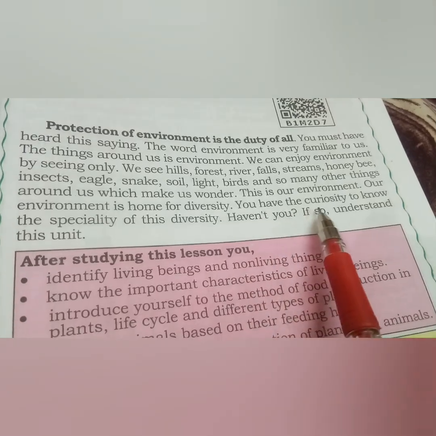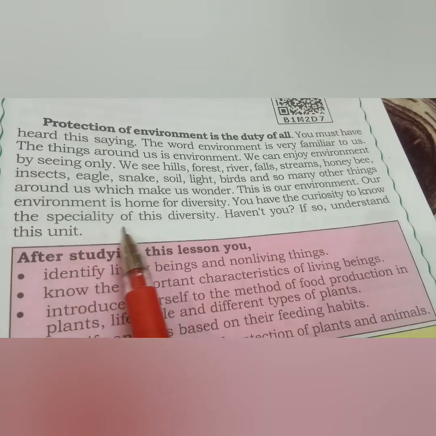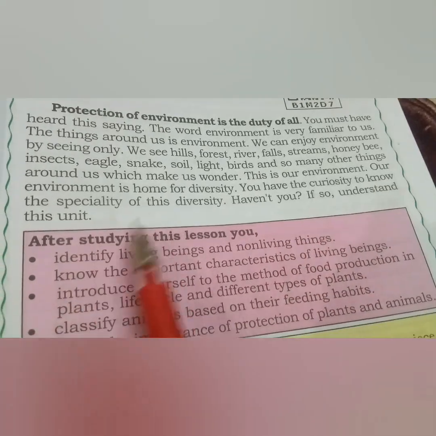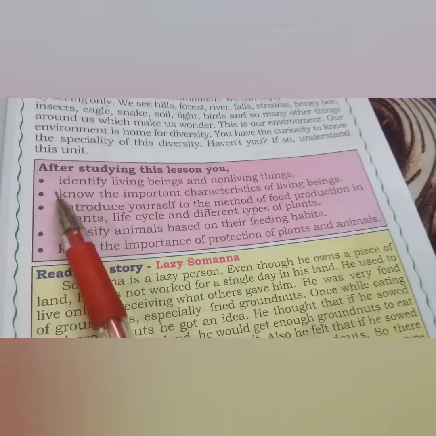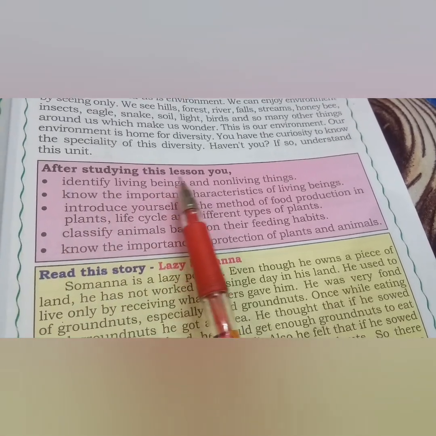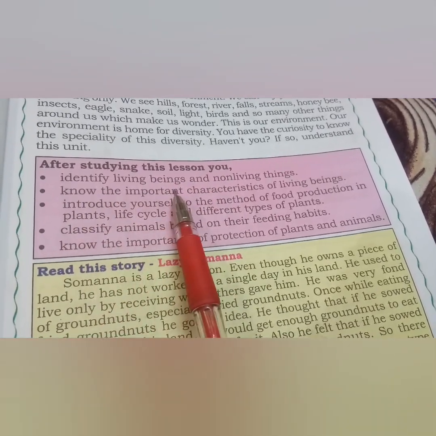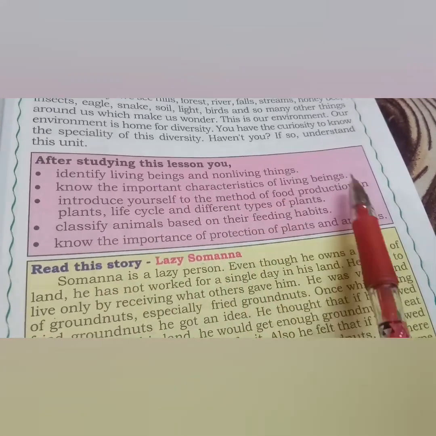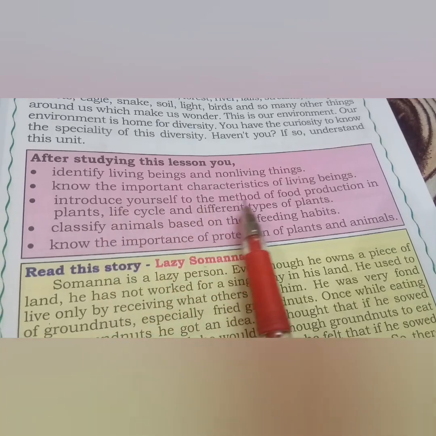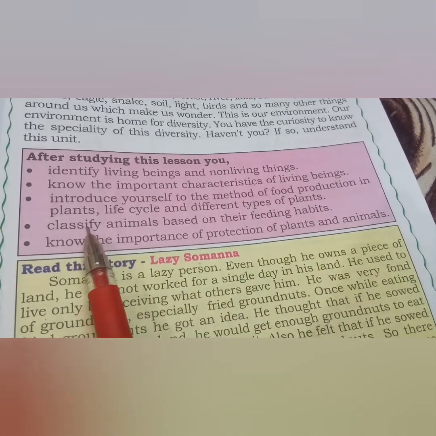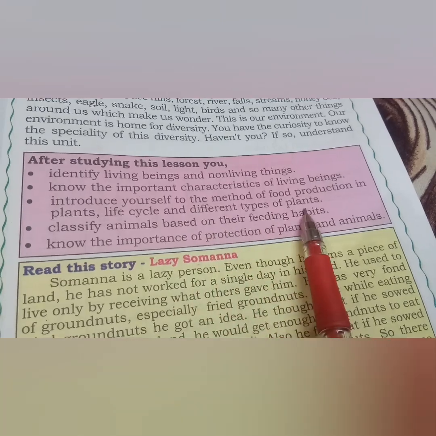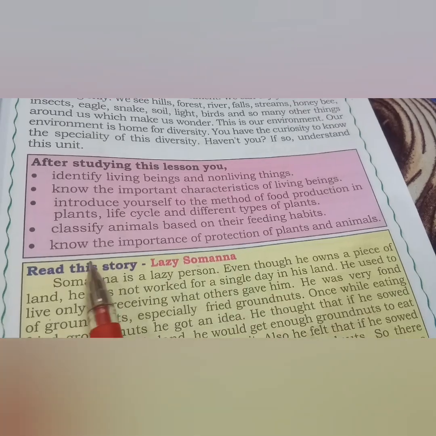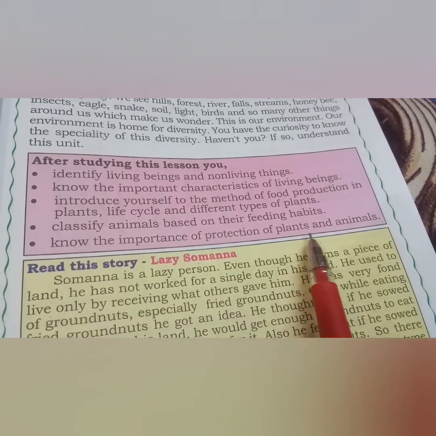You have the curiosity to know the speciality of this diversity, haven't you? If so, understand this unit. Okay children, after studying this lesson, you identify living beings and non-living things. Know the important characteristics of living beings. Introduce yourself to the method of food production in plants, the life cycle of different types of plants, and classify animals based on their feeding habits. Know the importance of protection of plants and animals.